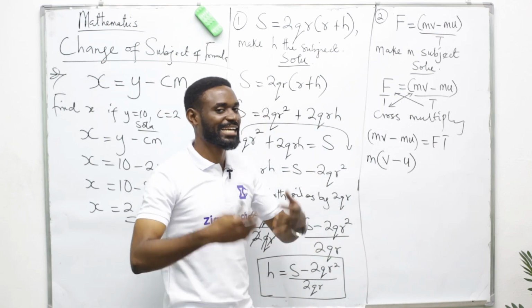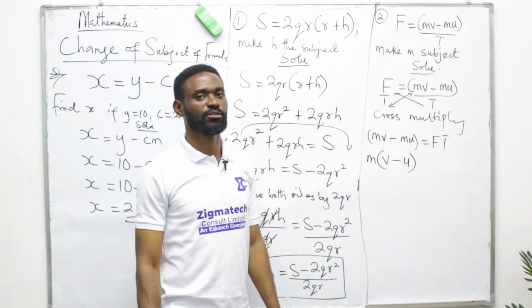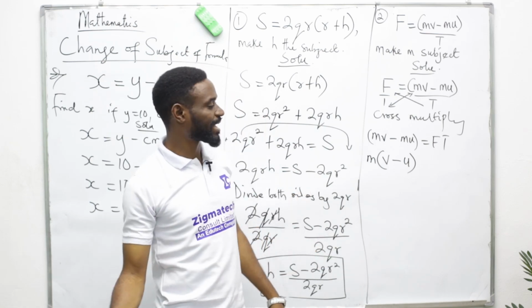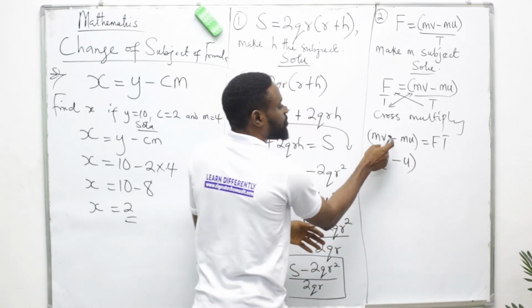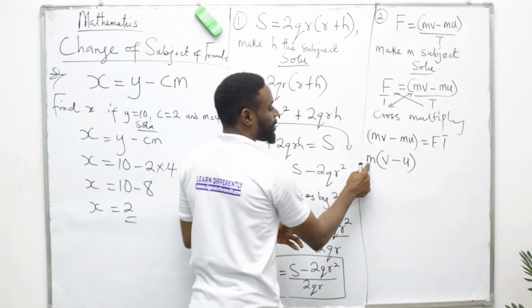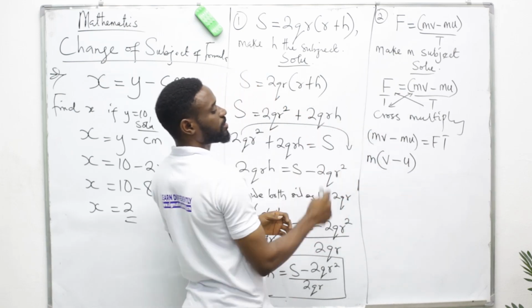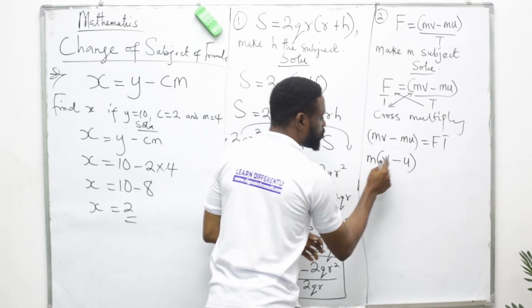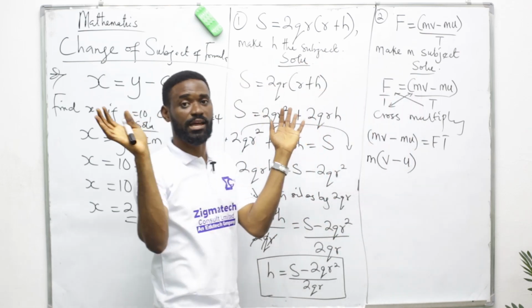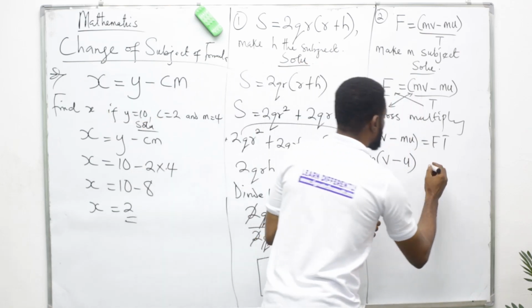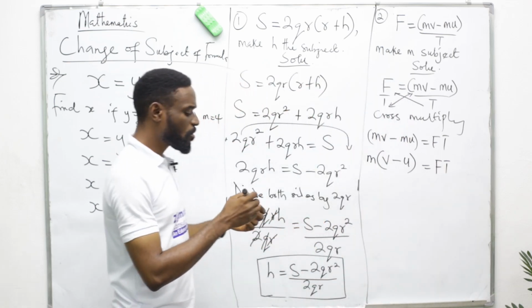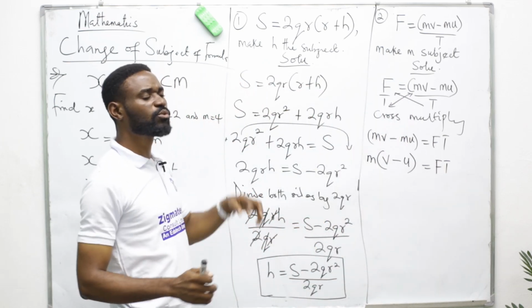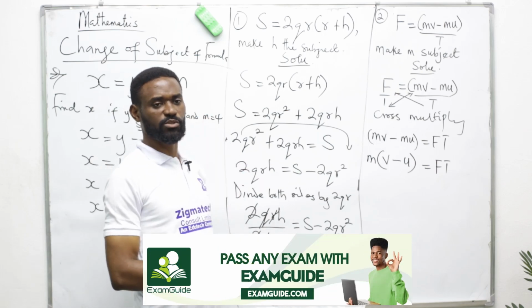Also, we have done expansion of algebraic expressions in this channel. You can go back and reverse. If you remove the bracket, it will give you back what we have here. M times v is mv. M times minus u is minus mu. You see that now? So we are correct here. So this will be equal to ft. All right? So what else do we do to now make m be on its own?